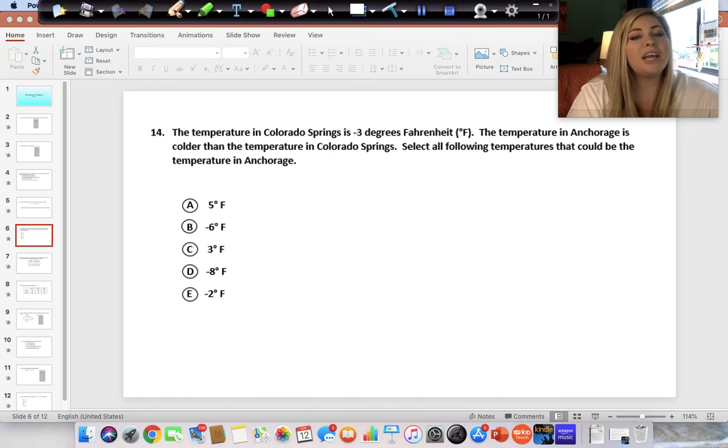The temperature in Colorado Springs is -3 degrees Fahrenheit. The temperature in Anchorage is colder than the temperature in Colorado Springs. Select the following temperatures that could be the temperature in Anchorage.